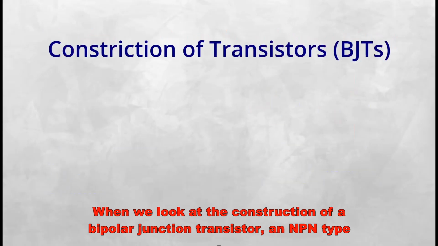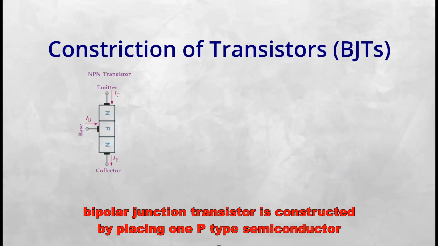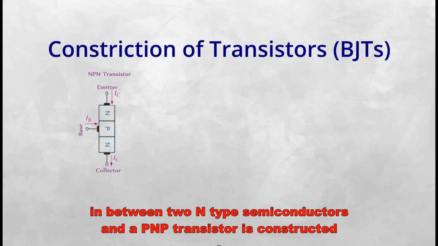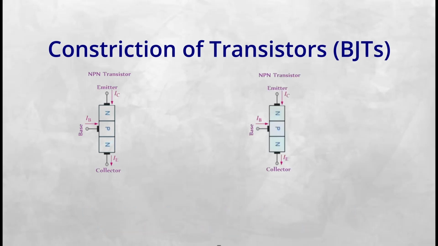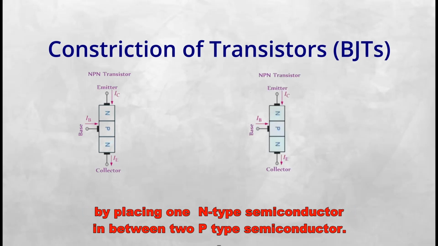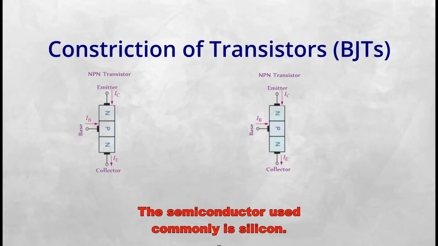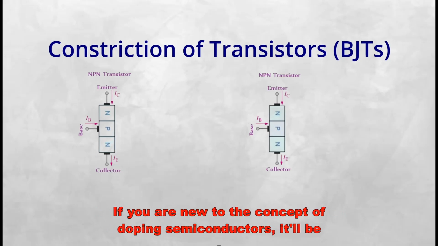When we look at the construction of a bipolar junction transistor, an NPN type bipolar junction transistor is constructed by placing one p-type semiconductor in between two n-type semiconductors, and the PNP transistor is constructed by placing one n-type semiconductor in between two p-type semiconductors. The semiconductor used commonly is silicon.